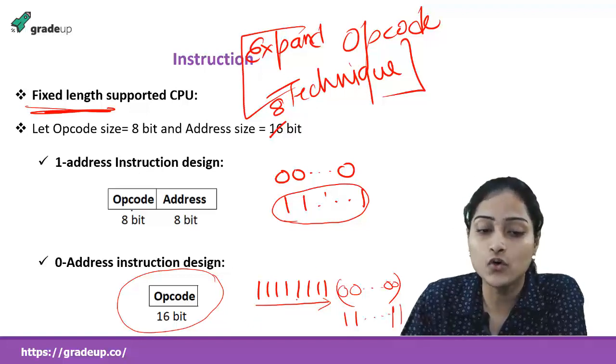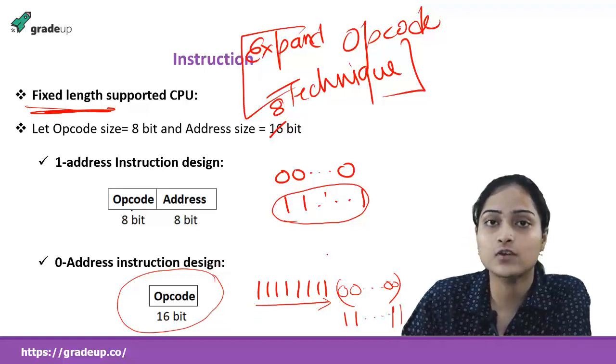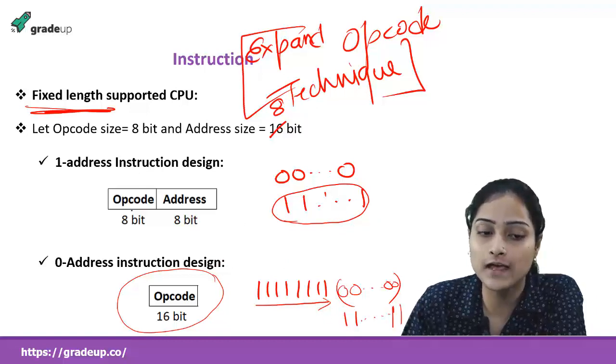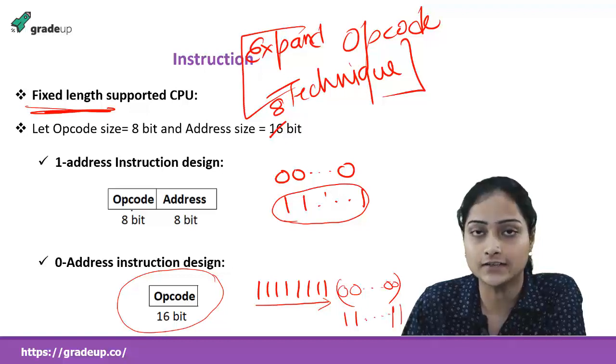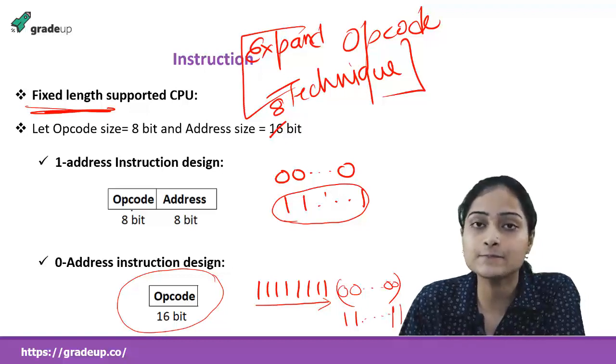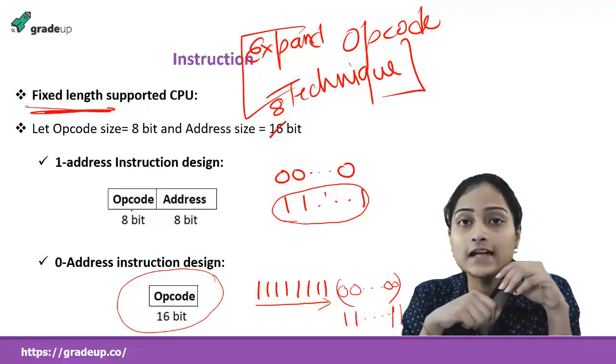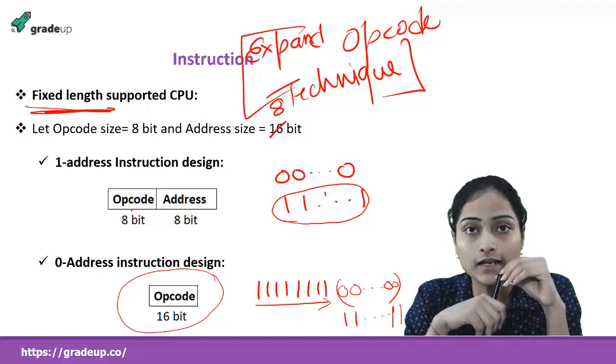But if you do not specify this, and depict them as one address instructions, then a problem will arise. So for this purpose, we will take some opcodes from the one address instructions and fix them for the zero address instructions. In this manner, the expand opcode technique works. Now I think you have a basic idea of how the expand opcode technique works.